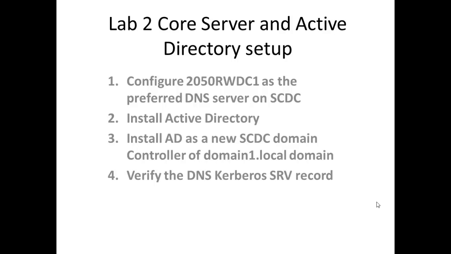Today we will first be configuring the 2050 RWDC1 domain controller as the preferred DNS server on the SCDC, which is server core. Second, we will install Active Directory on SCDC. Also, we will be installing Active Directory as a new SCDC domain controller of the domain1.local domain. Finally, we're going to verify the DNS Kerberos SRV record by displaying that. So let's get started.